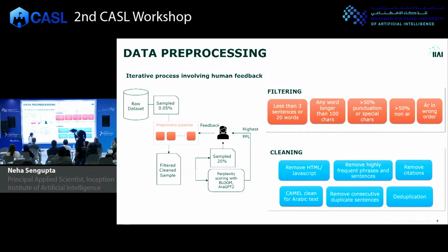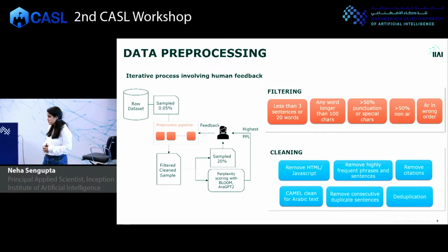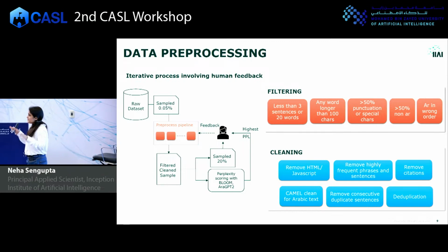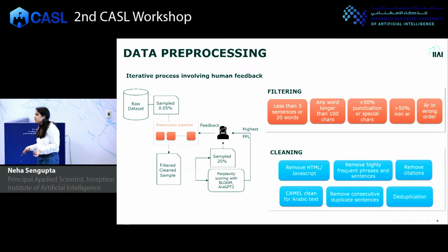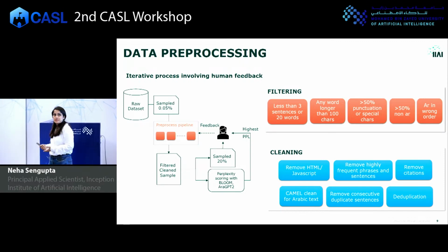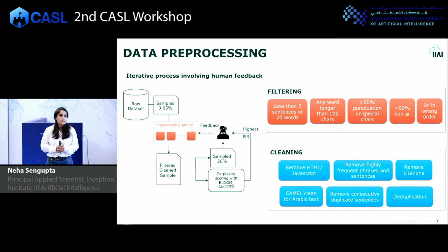So here's this kind of human-in-the-loop process we follow. We have the data set, we sample about 5%, and we apply our current pre-process pipeline on that. Then we sample 20% further and give it to the human to identify these kind of patterns, right? So one of the patterns is clearly if there are Arabic words with more than 100 characters, it's most likely some URL or something. And then if 50% of the characters are not in Arabic, it's most likely a bad document, right?